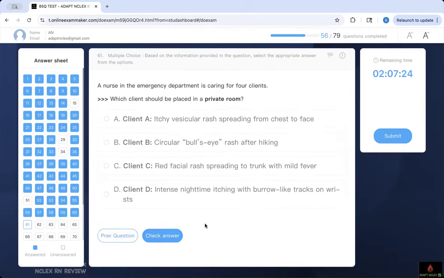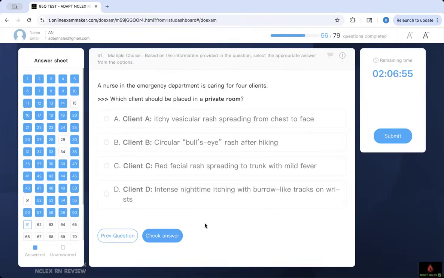And this is in the emergency department, caring for clients. You see, we've switched gears. You see some infections. Which client should be placed in a private room? Safety, infection control. I think if you get the concept, you can answer every question on the NCLEX 100% on infection control. And if you need help, let me know. Adapt the NCLEX as a strategy to answer that. I'll show you how to answer them here.